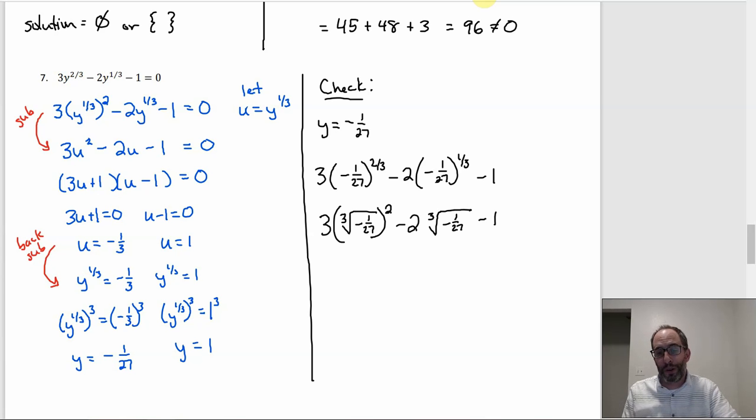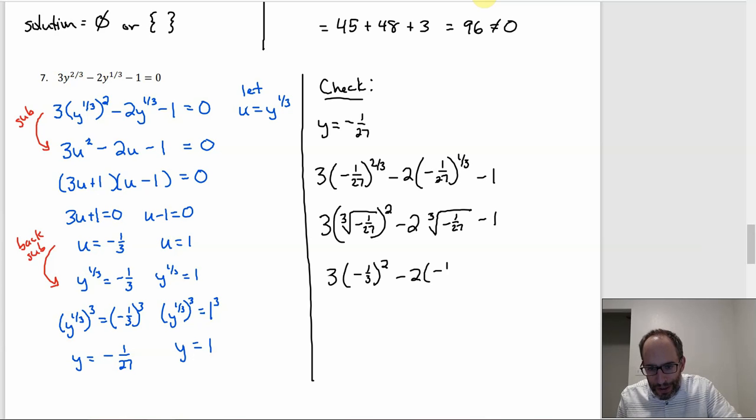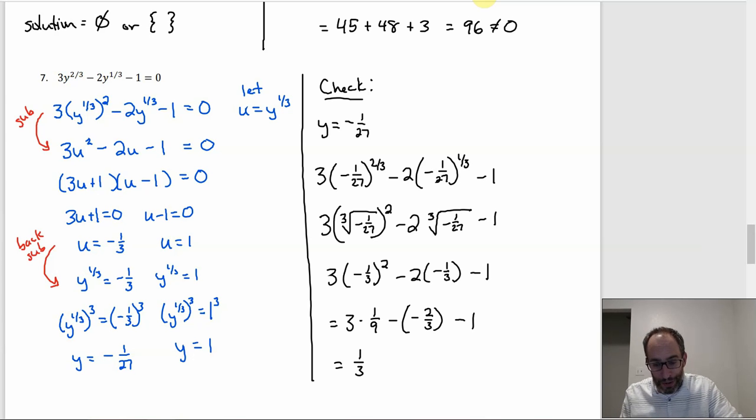The cube root of negative 1/27 is negative 1/3, right? So you get 3 times negative 1/3 squared minus 2 times negative 1/3, and then minus 1. That's going to be 3 times 1/9 minus negative 2/3 minus 1. So it's going to be 1/3, because that'll be 3/9, plus 2/3 minus 1. Yep, you get 0. That works. So both of these work.